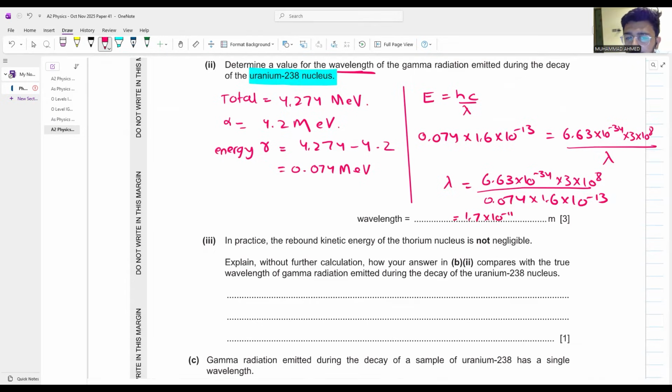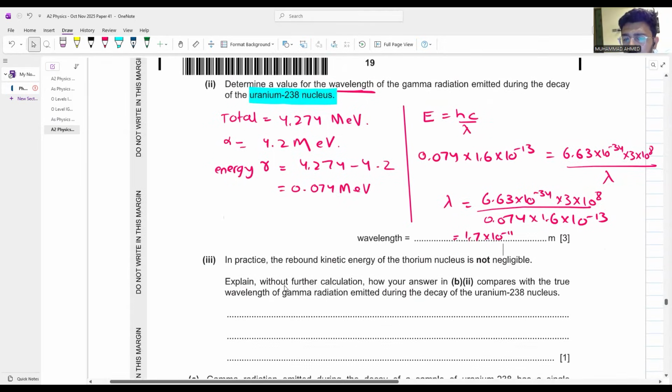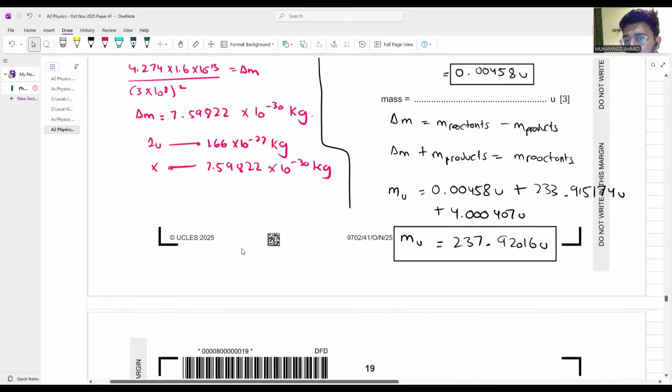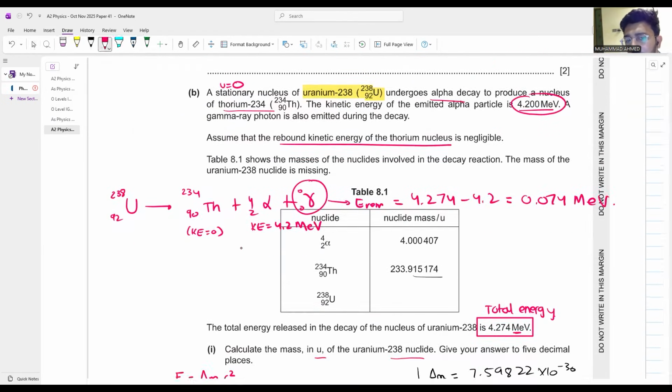Okay. In practice, the recoil kinetic energy of thorium nucleus is not negligible. In practice, this kinetic energy is not negligible. It has some value. Let's say 0.2 mega electron volts, or let's say, to make it much more sensible, let's say the kinetic energy of thorium is 0.01 mega electron volts.